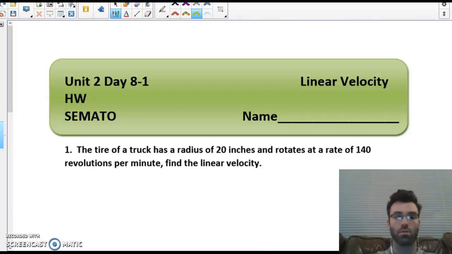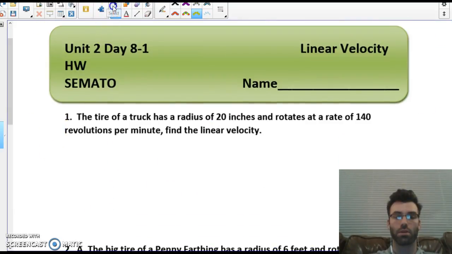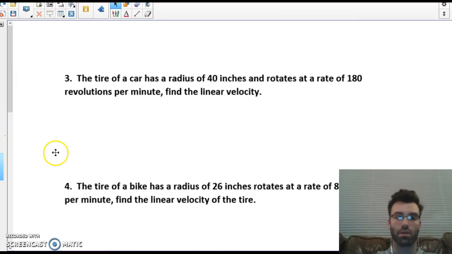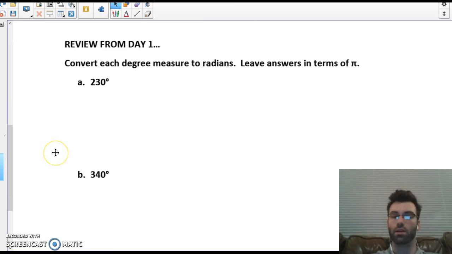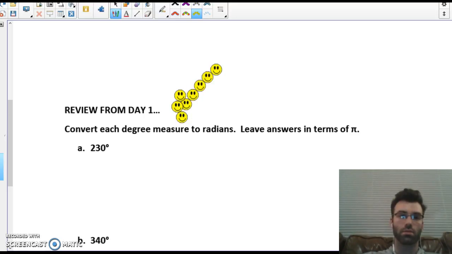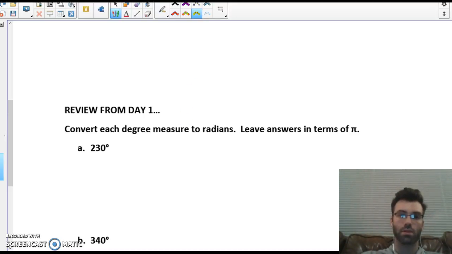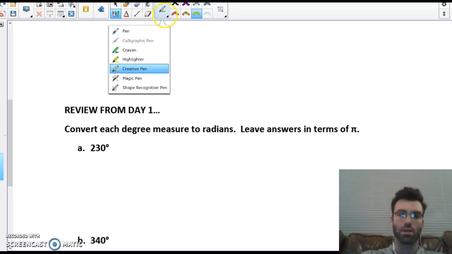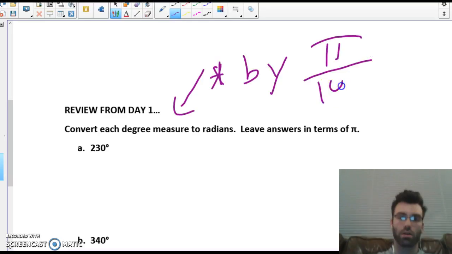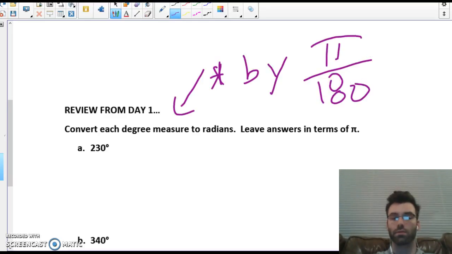All right? And this is your homework, okay? The homework pretty much lines up with what we just did in class. All right. Remember, there are a couple more review problems, and you'll see why we do that later. Okay, to convert from degrees to radians, remember, that's pretty neat. We multiply by pi over 180 to convert from degrees to radians.